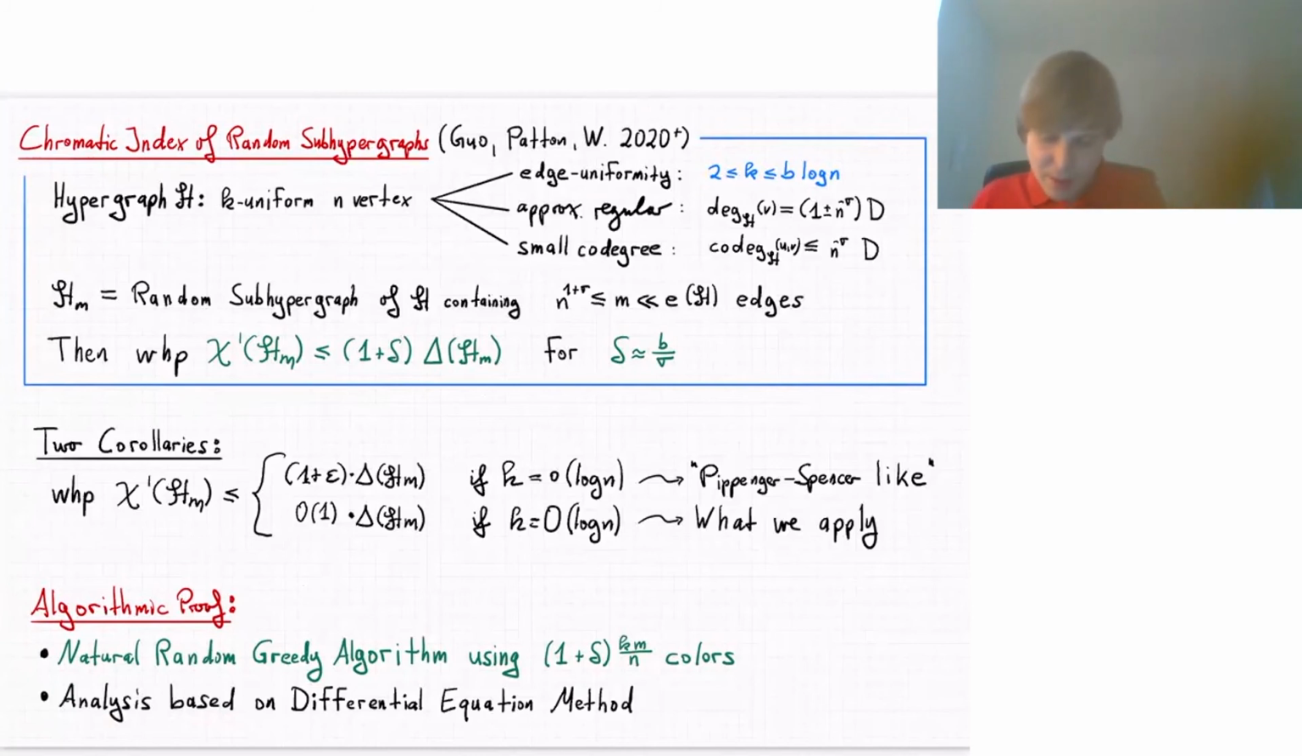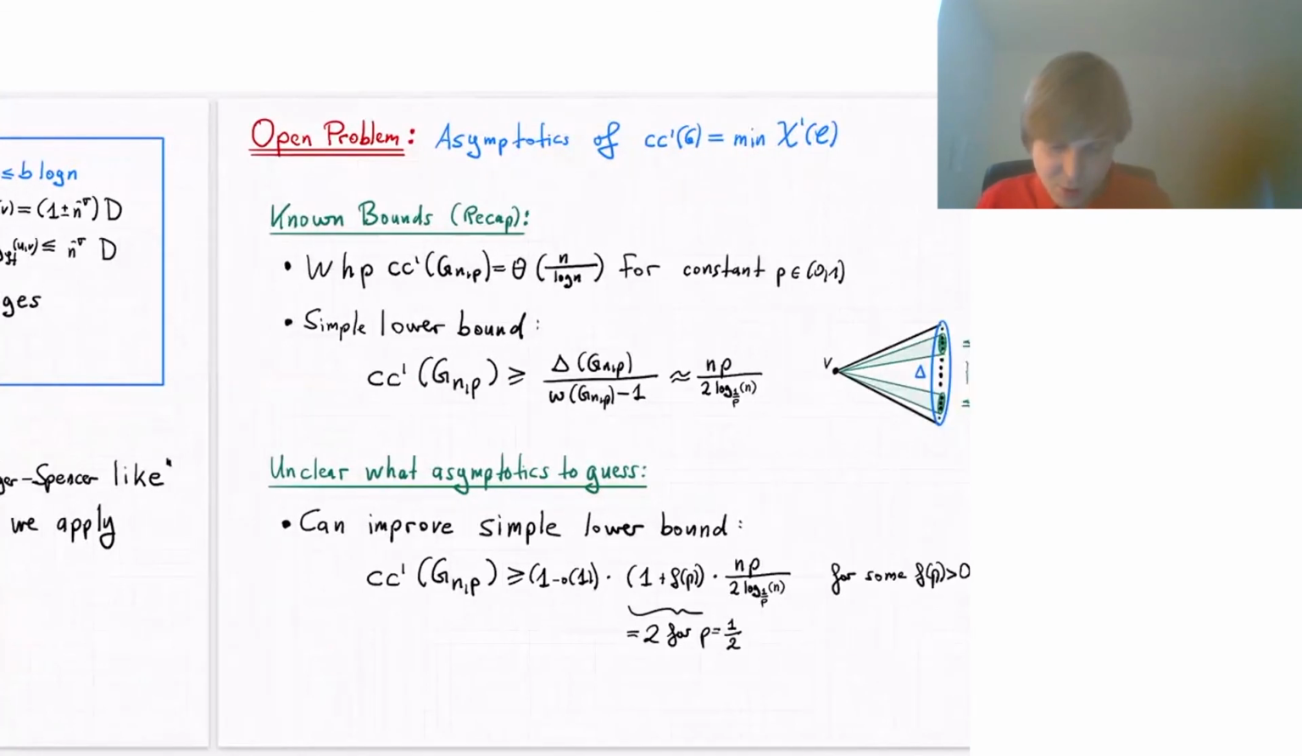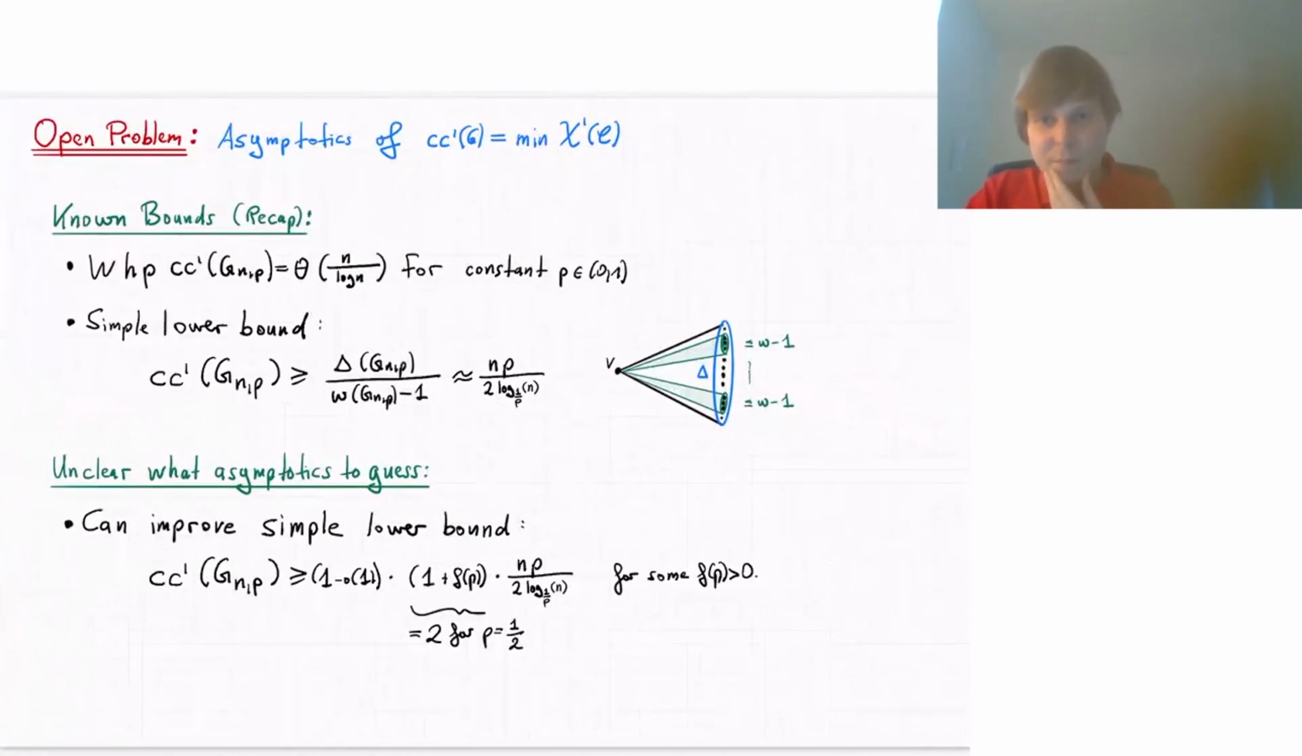Let me maybe move on to this open problem. In some sense, Joel had already basically asked this question earlier. So the question here is, what about the asymptotics of, for example, this clique covering index? So we're interested in the minimum number of colors needed to color some clique covering of the edges. So what do we know? We know that it behaves with high probability like order n over log n for constant p.